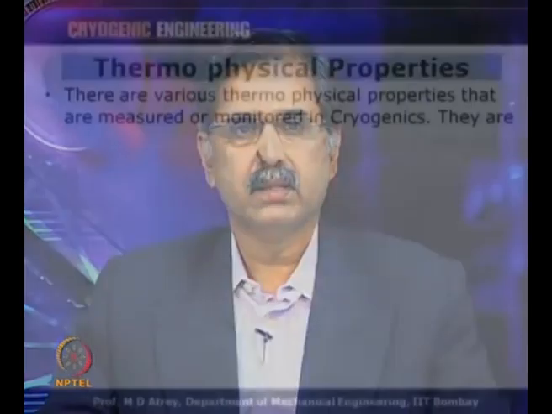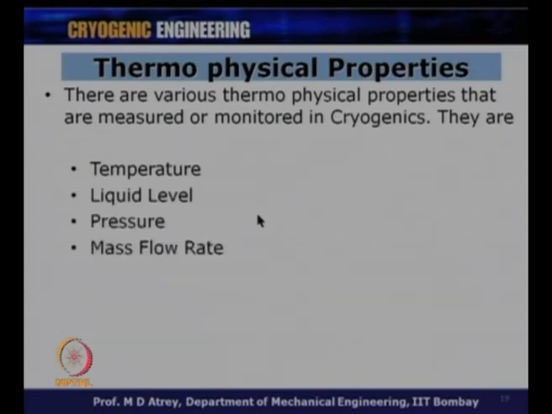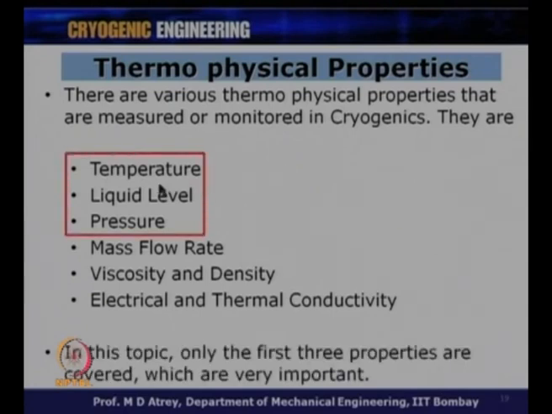Various thermophysical properties that are measured or monitored in cryogenic engineering are temperature, liquid level, pressure, mass flow rate, viscosity and density, and electrical and thermal conductivity. These are very important properties that one normally needs to monitor in cryogenic experiments. However, we are going to talk about the top three: temperature, liquid level and pressure. Till now we have talked about temperature measurement, which can be done using thermocouple, PT100, silicon diode, Cernox, etc. We'll now go to liquid level measurement.